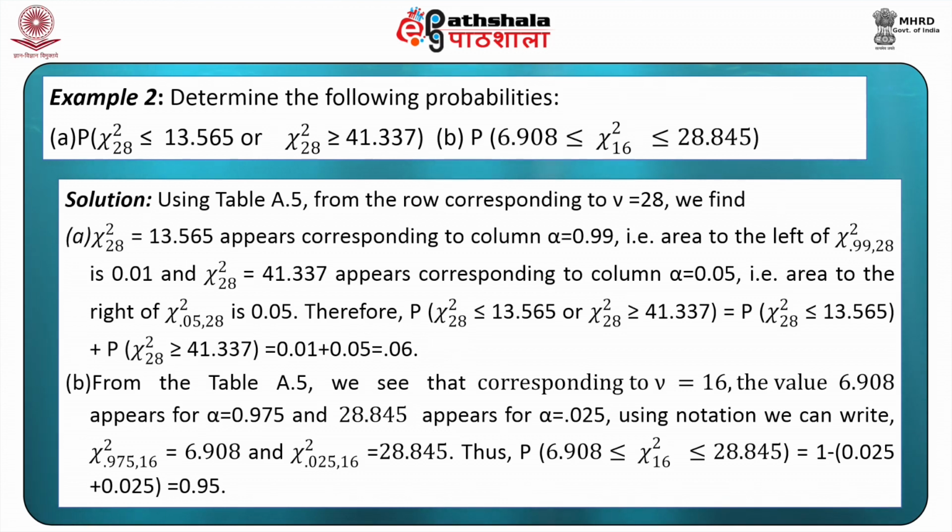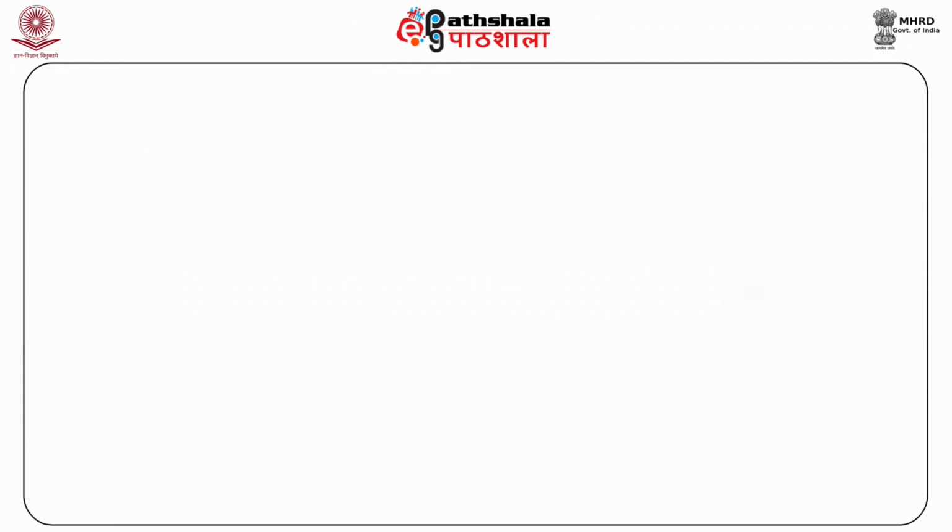which is equal to 0.06. For part B, we can again look at table A.5 and we see that corresponding to nu equal to 16, the value 6.908 appears for alpha equal to 0.975 and the value 28.845 appears for alpha equal to 0.025. Therefore, using our earlier notation, we find that the required probability is equal to 1 minus 0.025 minus 0.025, and hence comes out to be 0.95.